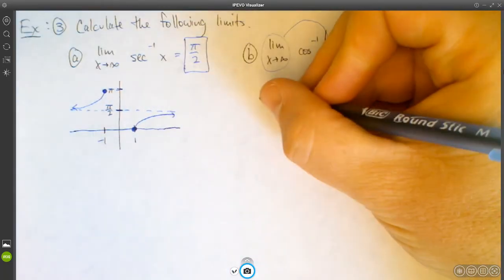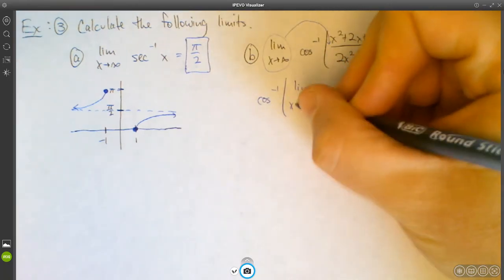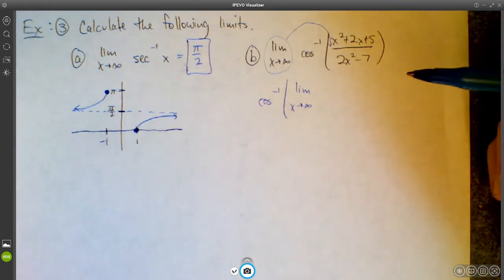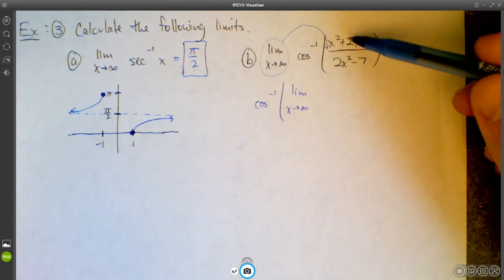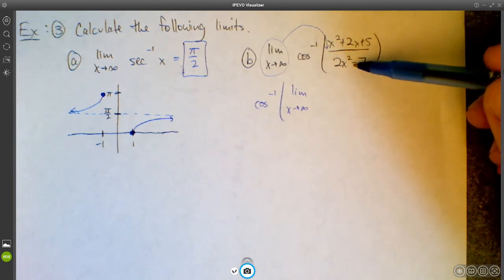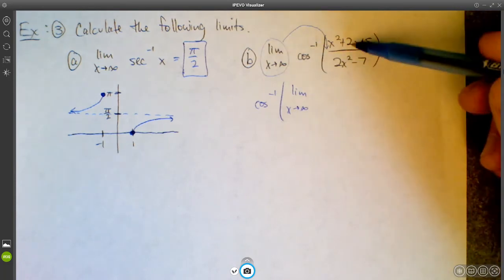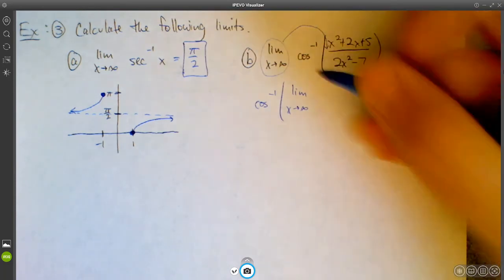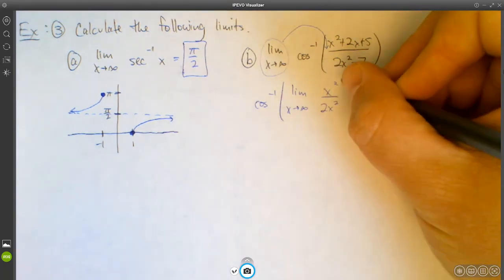So in other words, I'm thinking of this as cosine inverse of the limit as x goes to infinity of this expression. Now, in order to not have to write down so many steps, let me just point out that this is a rational expression, and as we've discussed, the limit as x approaches infinity of rational expressions boils down to what's happening with their leading terms. So really this is the same as x squared over 2x squared.